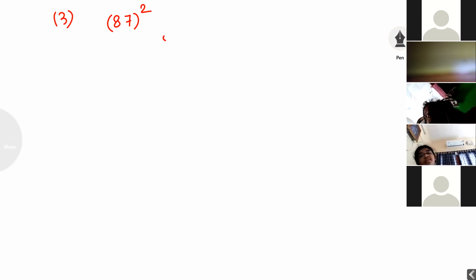87, 87 whole square. First, what is first step? 8 into 7 into 2. Answer has come 112. 8 into 7 into 2.